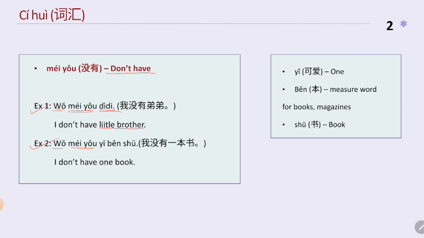Look at example number 2. 我没有一本书。我没有 means I don't have. 一 means one. 书 here means book. 本 here is a measure word which is used for books and magazines. 我没有一本书. That means I don't have one book.